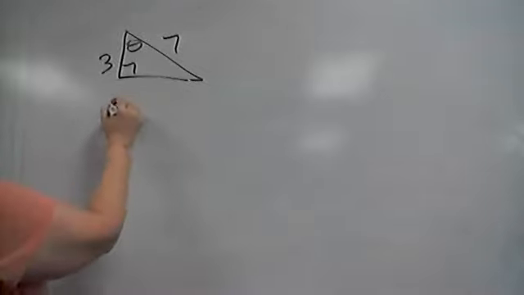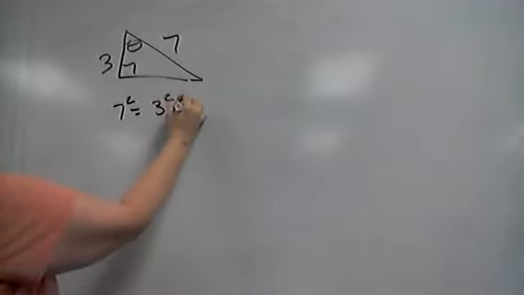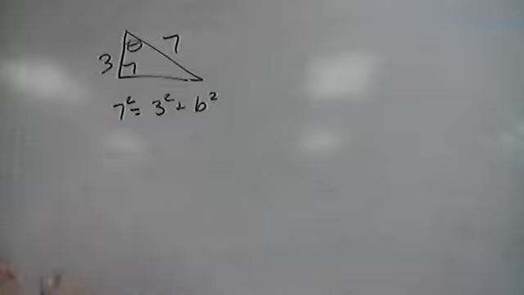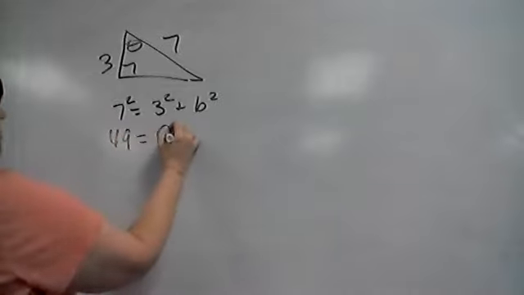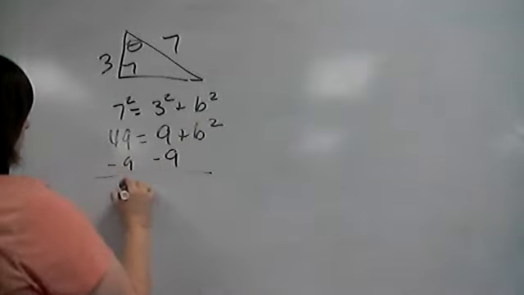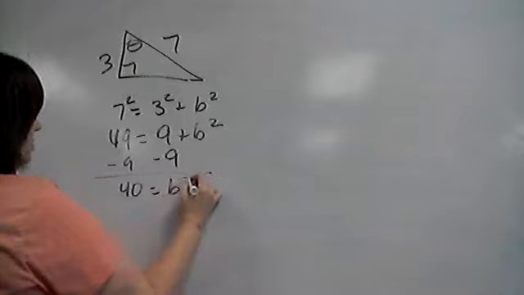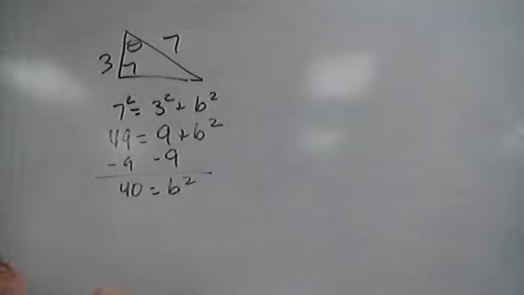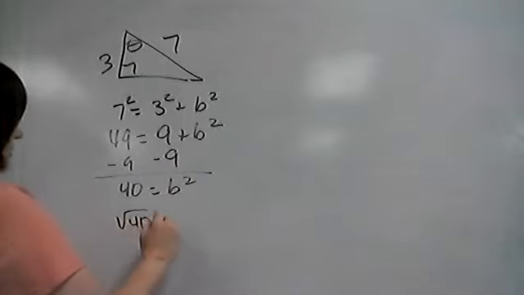So we know that 7 squared is 3 squared plus b squared. That's our unknown side. So 49 equals 9 plus b squared. Subtract 9. 40 is b squared. We want b, not b squared, so we're going to square root.